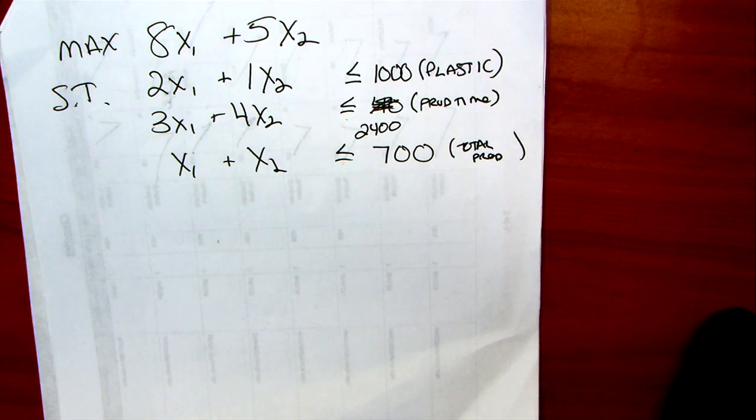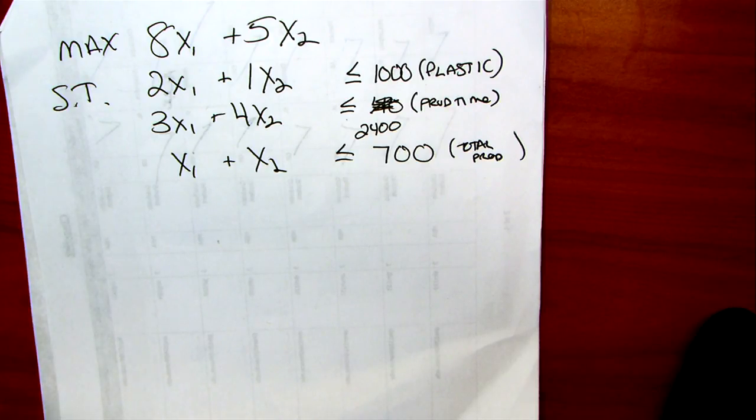Now it says we can make more space rays, which is the X1s, than zappers, but the difference can't be more than 350. So that was a tougher one to think about. If I make 450 here, I can only make 100 here. I can't make 99 and 450 or 451 and 100. So that difference between the two has to be less than or equal to 350.